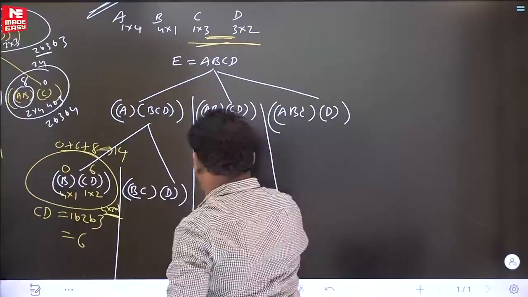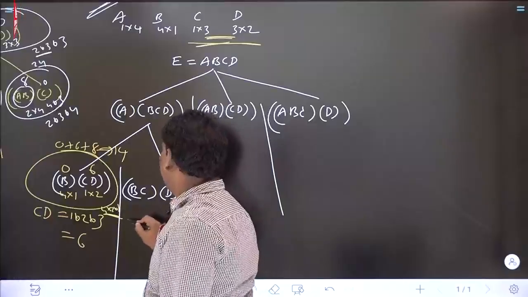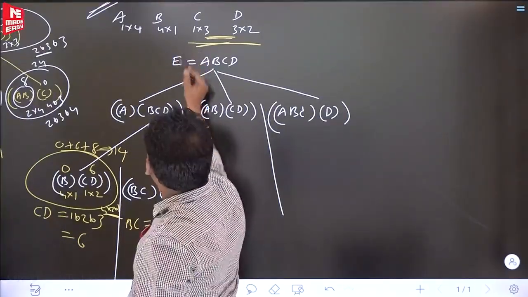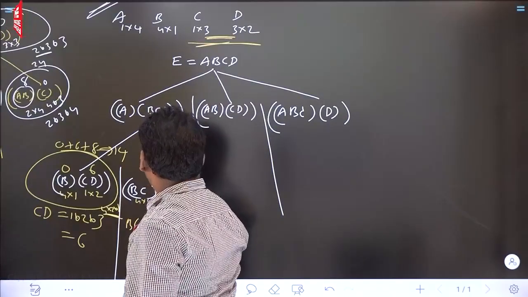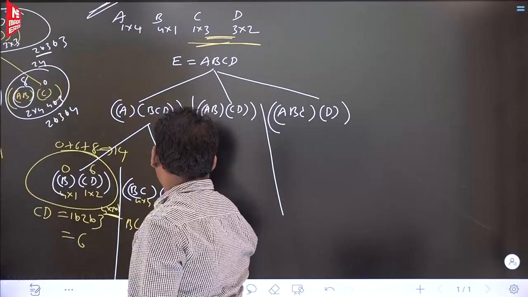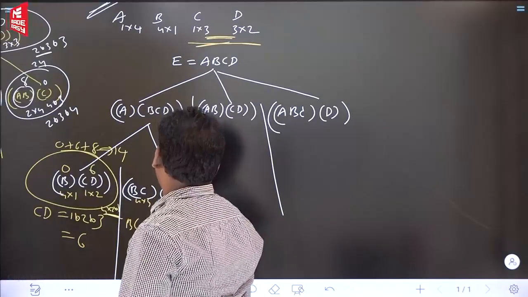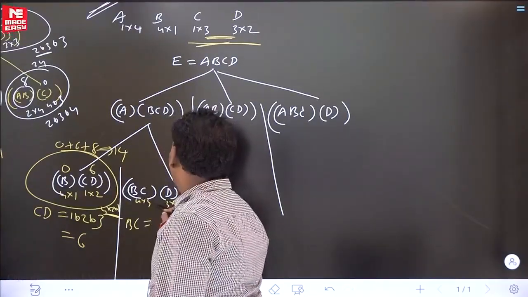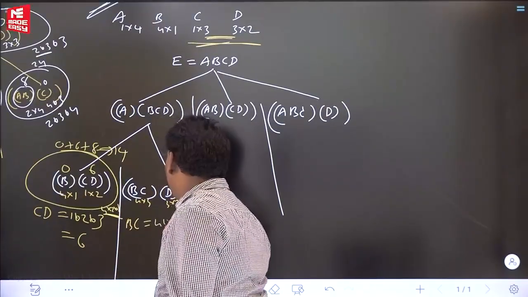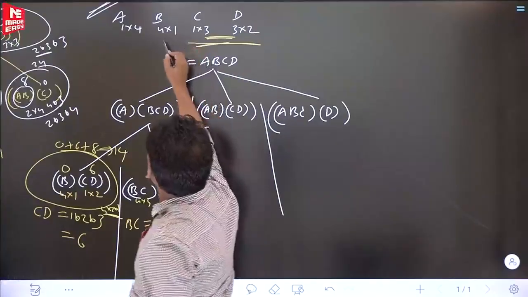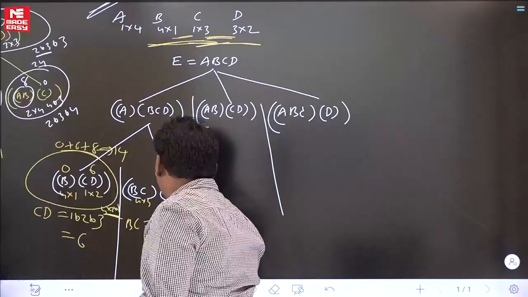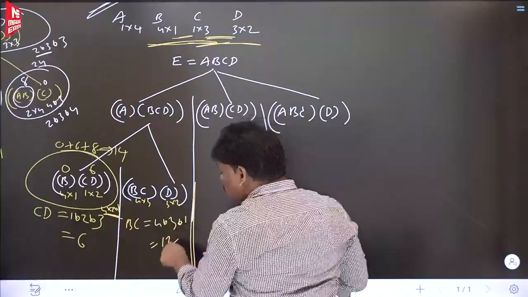Let's see another way. Check the BC. What is the BC size? 4 by 3. D size? BC size is going to be 4 by 3. D size 3 by 2. So what is the answer? 4 by 3, 3 by 2. Now that is the BC and D. What is the BC size? 4 by 3 into 1, which goes to 12. See, this itself is 12.